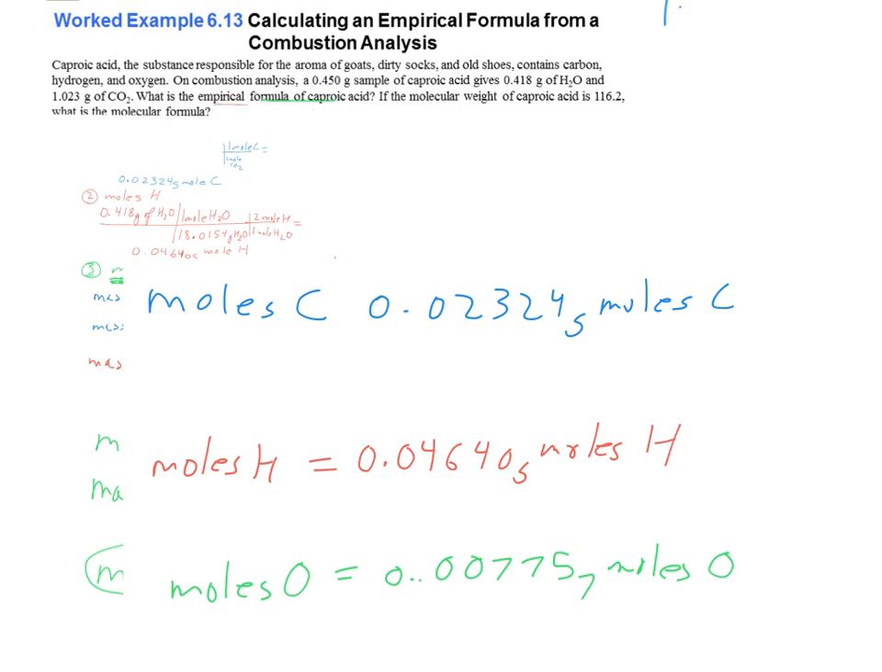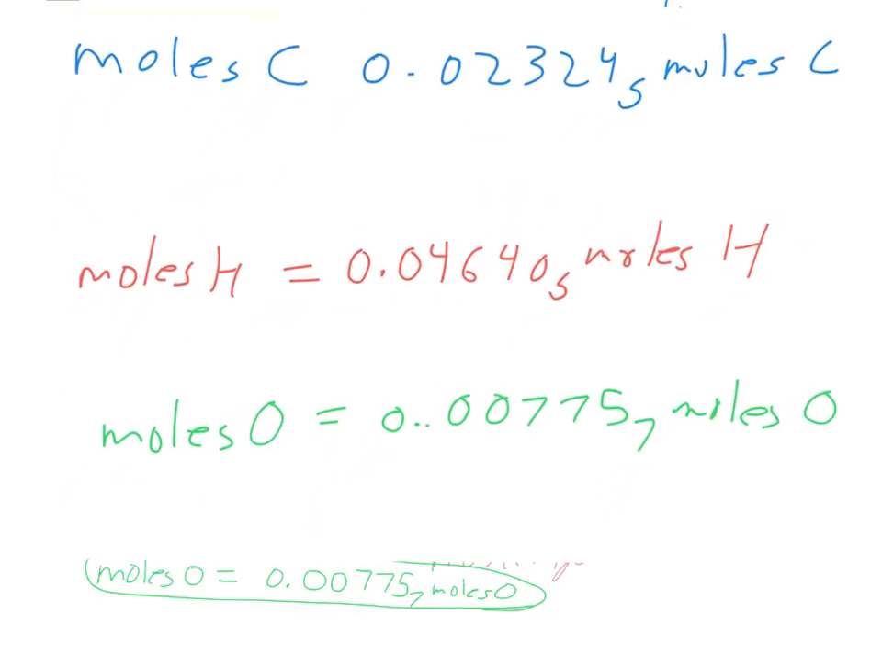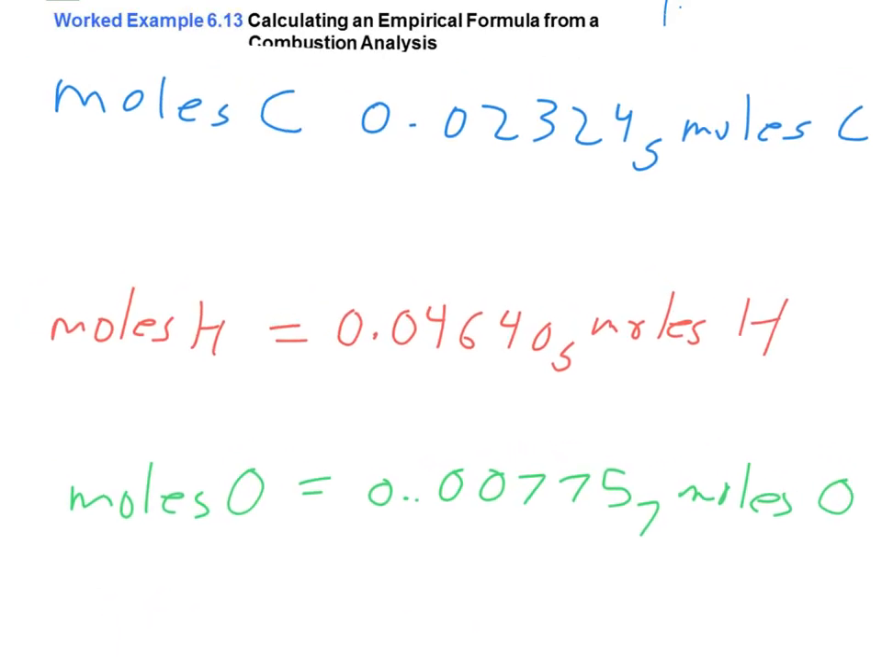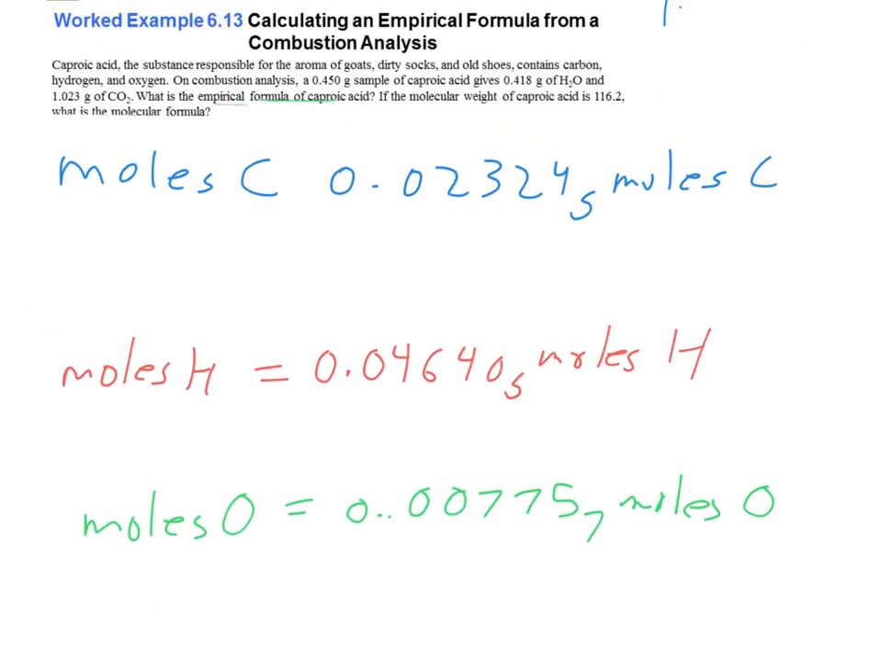So we now have our moles of carbon, hydrogen, and oxygen. Now that we have that, we're able to do our 4th step, which is to proceed to calculate our empirical formula as normal. So to do that, I'm going to take my lowest number of moles and divide it into my others. My lowest number of moles is my moles of oxygen. So I'm going to divide that into each of the others.